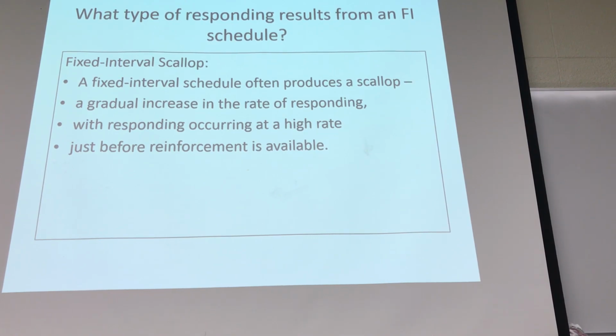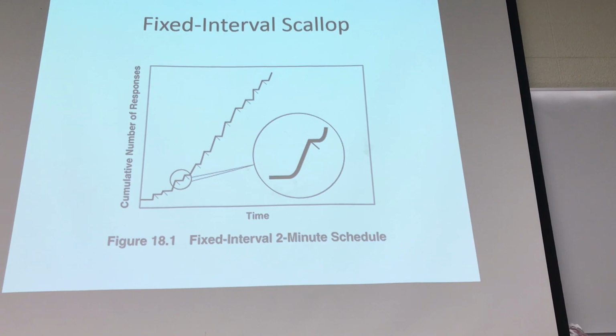Let's see a picture. There it is right there. In an FR schedule, it's square. It's 90 degrees. But here we've got that scallop, that curving. Because on an FI schedule, there's no responding at the beginning of the interval, then a gradual increase in the rate. And that's why you see that curve.